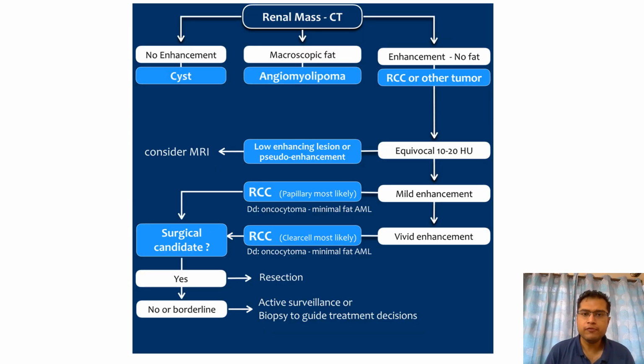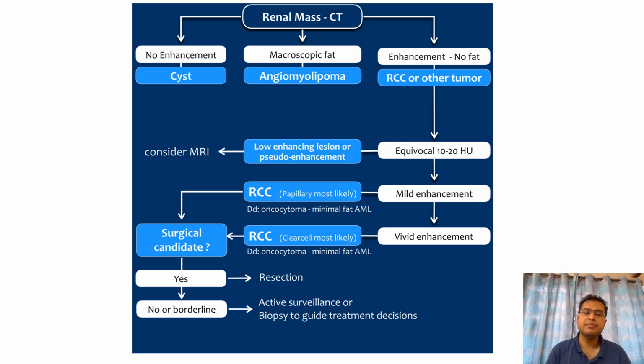So this is a very beautiful flow chart as to approach to any renal mass on CT scan. If there is no enhancement, it's a cystic lesion, which is benign. If macroscopic fat is present, the diagnosis is clear, it is angiomyolipoma. When there is enhancement with no fat within the lesion, as was in our case, we have to think of renal cell carcinoma or other such renal tumors. If the enhancement is equivocal, 10 to 20 HU, then it is a low enhancing lesion or pseudo enhancement. We have to consider MRI.